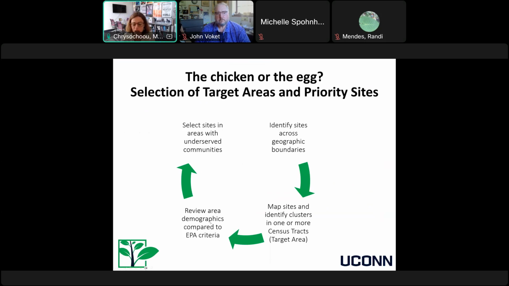And then see what are the demographics in those target areas compared to the EPA criteria. So you will use a tool like CGEST or EJ Screen to look at the demographics and select sites in areas with underserved communities. I know that this is a very quick introduction, and we have a pre-recorded webinar on this on our website, but we will also have a new webinar that we will provide later in the summer and early fall.